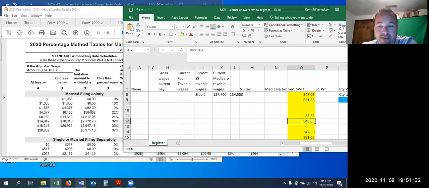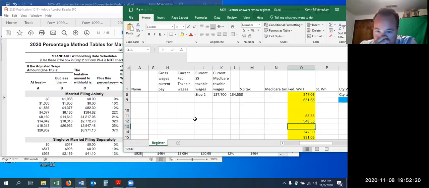Now we come down and do step 3. We need to take what he makes, or how much he put in step 3, 2,000, and divide that equally over 24 pays. So that's telling us that we need to subtract $83 from our base number here. And that's what I did. I took the 631 minus the $83.